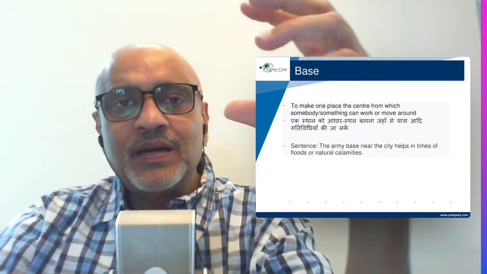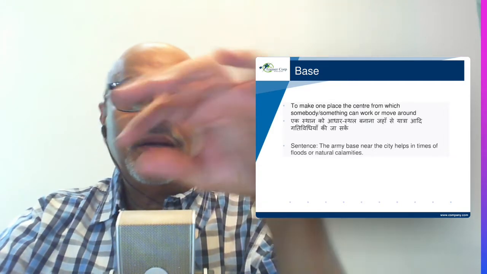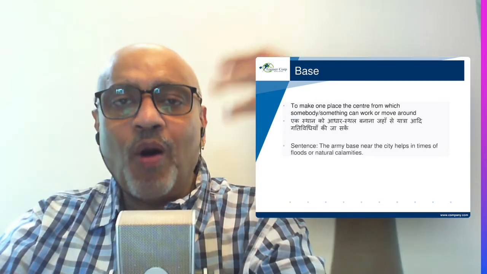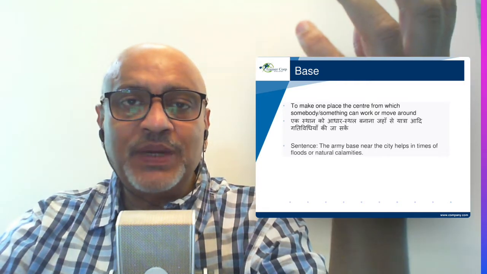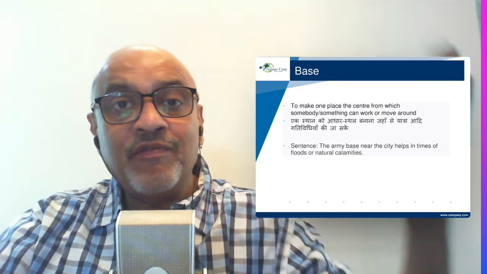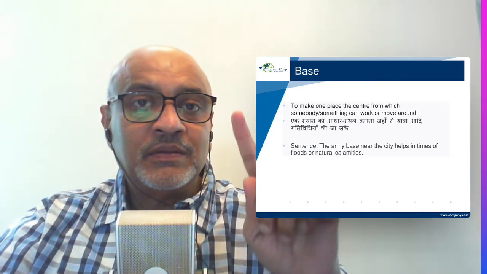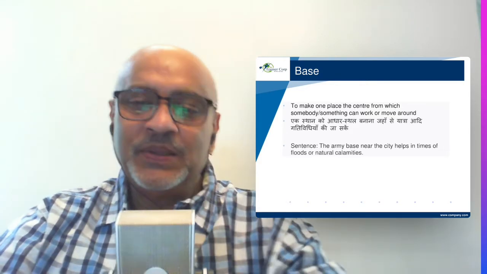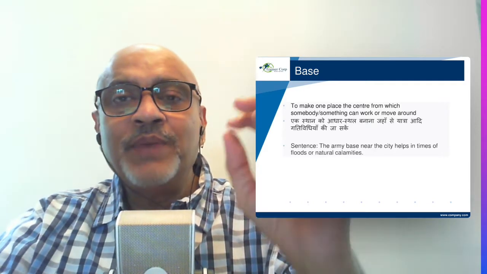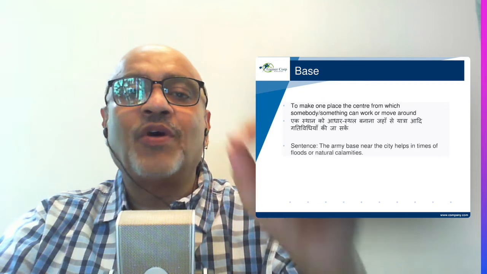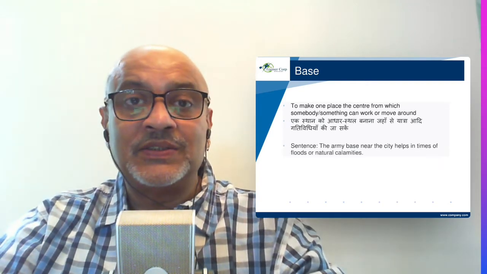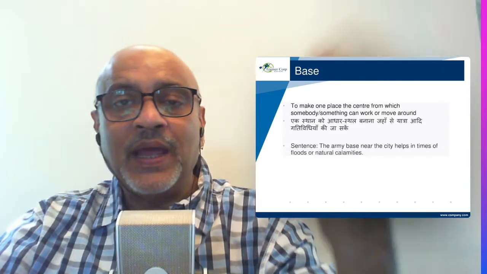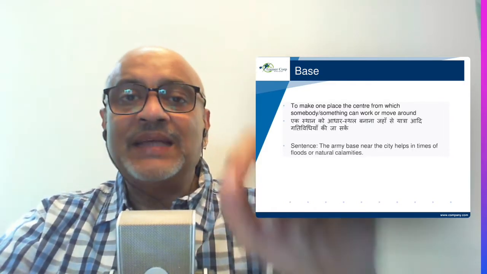Now, another meaning for base is to make one place the center of activities from where you operate. So you have an air force base, you have an army base, you have a manufacturing base, and these days we also have a lot of hubs. So base, hub, alright. So the sentence here is: the army base near the city helps in times of floods or natural calamities. That means there's an army base near the city, and if the city has floods or natural calamities, then the base would come to the help of the citizens of that place.